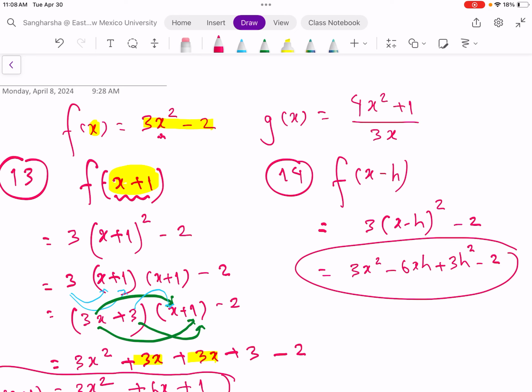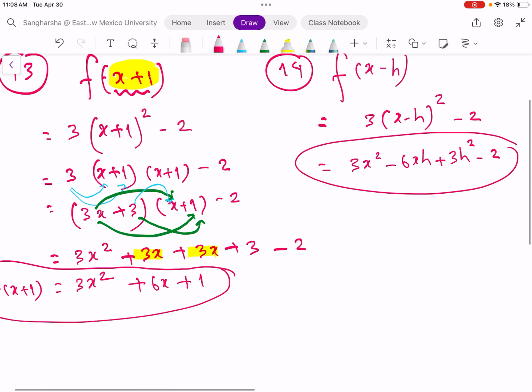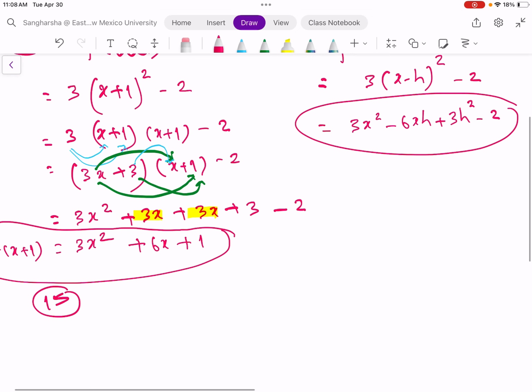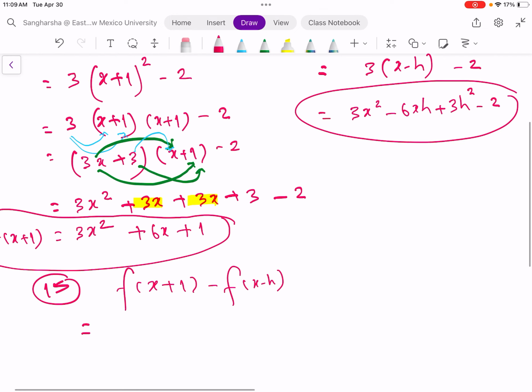Can we go to number 15? Once we know number 13 and number 14, 15 is easy, we substitute. In 15 we are asked to find f of x plus 1 minus f of x minus h. Now let's make a substitution. We know what f of x plus 1 is from number 13, so we substitute this: 3x squared plus 6x plus 1.